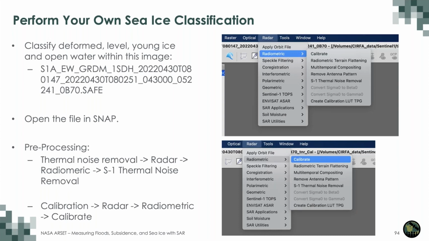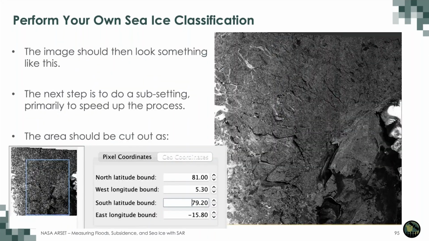You can also do a filtering step or a multi-looking step. For now, I'll stick with the 40 by 40 meter pixels that we have from the EW mode. So first, the thermal noise removal, and then the calibration of the images. And once you've done that, you should get an image that looks something like this.